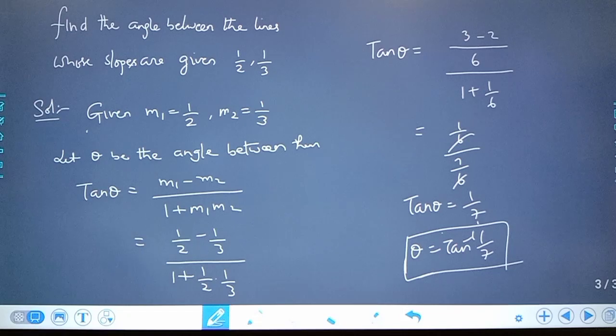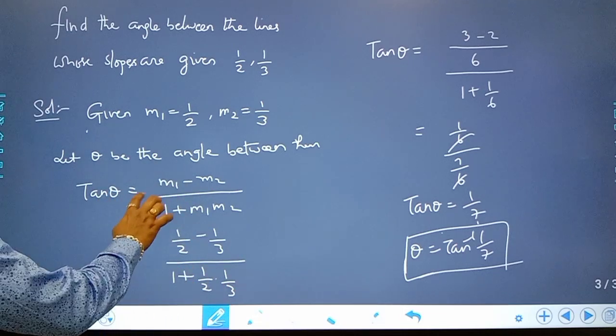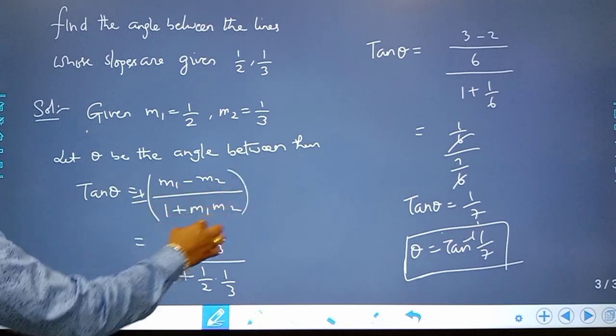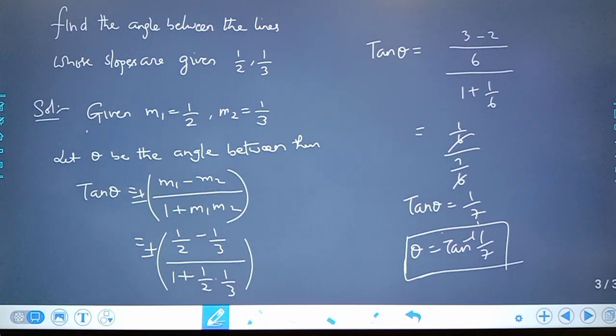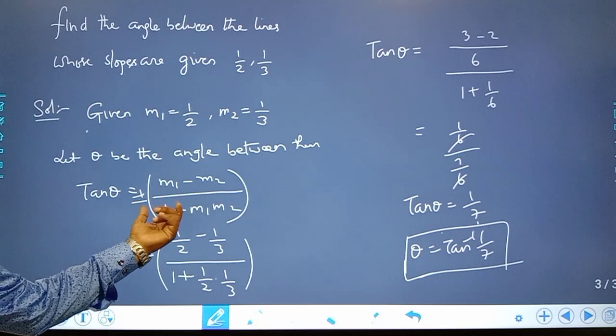If you want to know whether theta is an acute angle or an obtuse angle, you must take the plus or minus value. Acute angle is positive, obtuse angle is negative. You can keep that in mind and then go for it, or directly you can do it. Otherwise it is plus or minus.